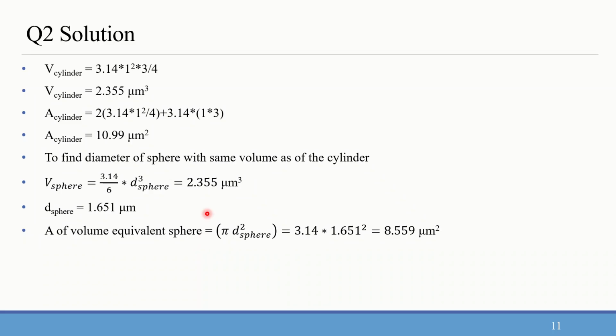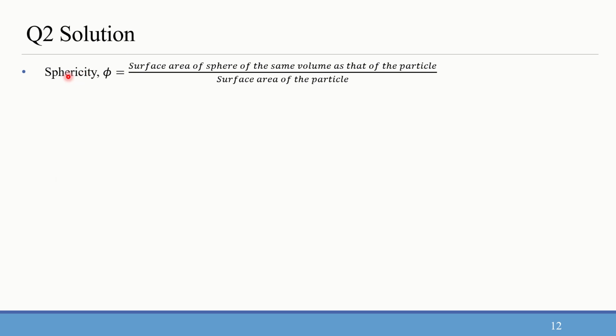So here, pi d sphere square is equal to 3.14 into this 1.651 square. So that gives us 8.559 micrometer square. Now we got the surface area of the sphere which has the same volume as that of the cylinder, and we have got the surface area of the cylinder also. So now we are going to substitute it in the sphericity formula.